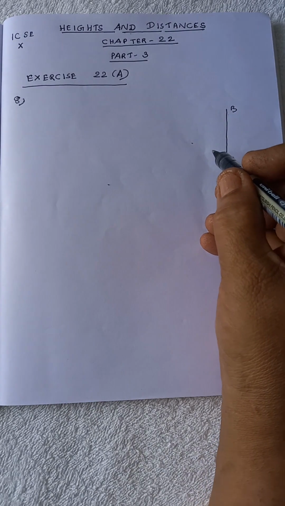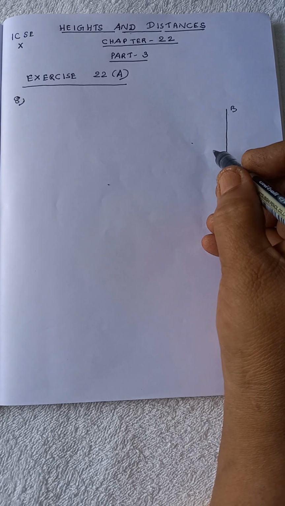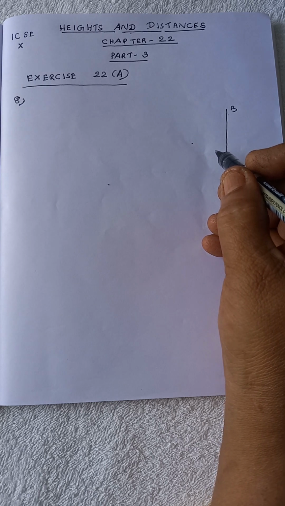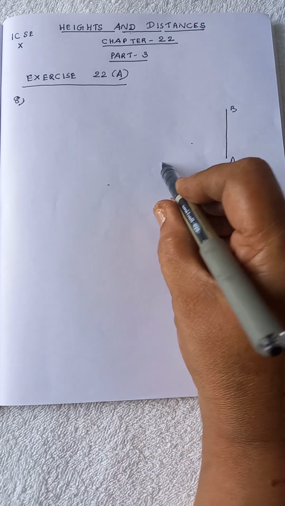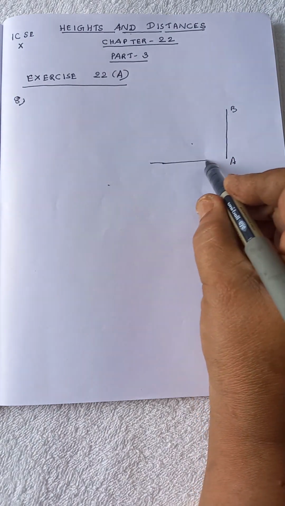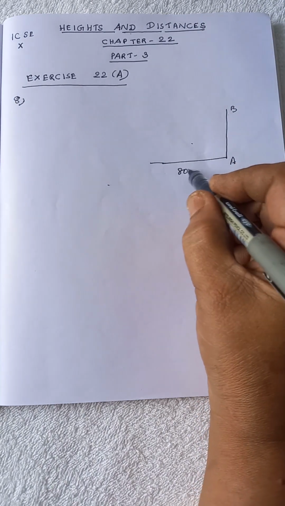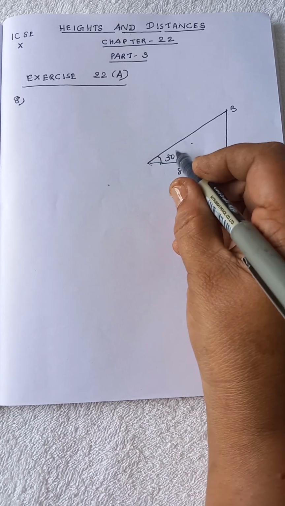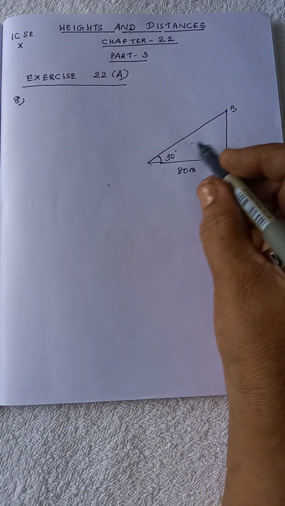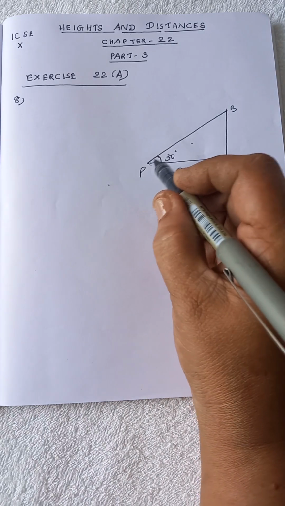So what is given? The angle of elevation of the top of an unfinished tower from a point at a distance of 80 meter from its base. So this much distance we can take as 80 meters. So here the angle of elevation is given as 30 degree. So this is 30 degree. So let us mark this point as P.